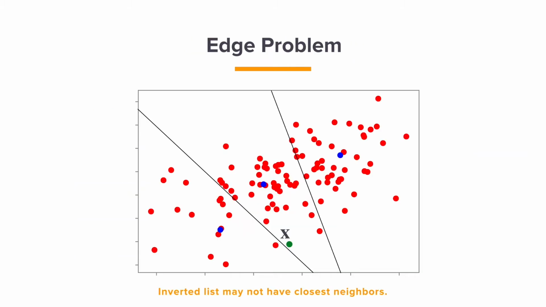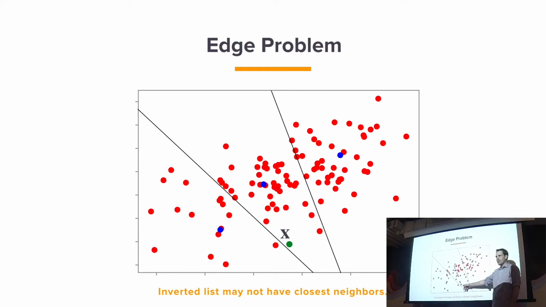The problem with this is known as the edge problem. This is my query vector x. Its nearest neighbor is in a different cell, right?